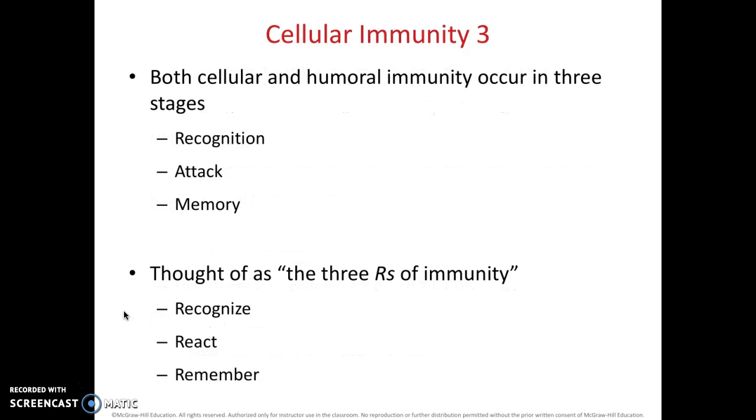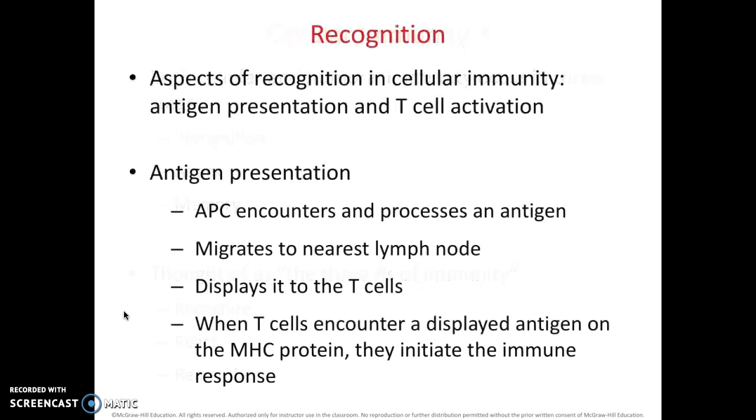So both cellular and humoral immunity occur in three different stages. This is the recognition, attack, and memory. So these are the three R's of immunity: recognize, react, and remember. So with recognition, the aspects of recognition in cellular immunity are antigen presentation and T cell activation. We already talked a bit about the antigen presenting cells.